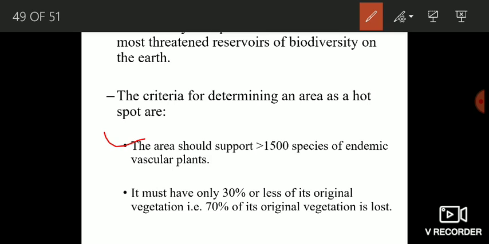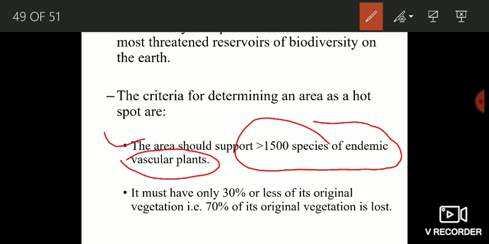If you are having an area that contains more than 1500 species of endemic vascular plants, which are those plants which possess xylem and phloem, and these species are endemic to that region, that means they are not found anywhere else except that region. Okay, this is the first criteria.